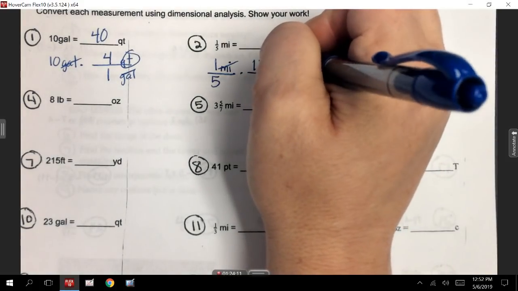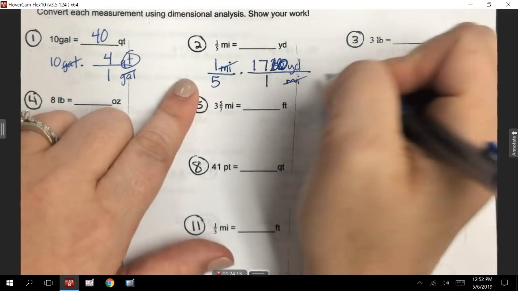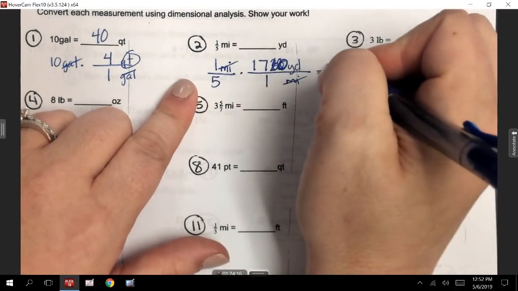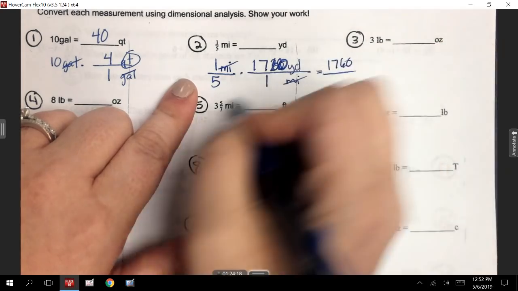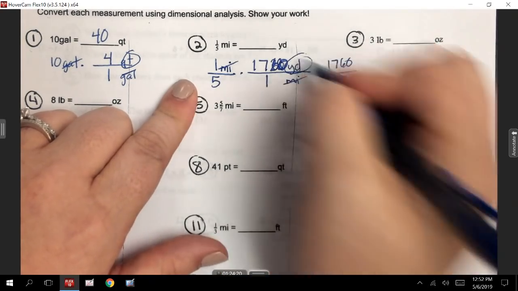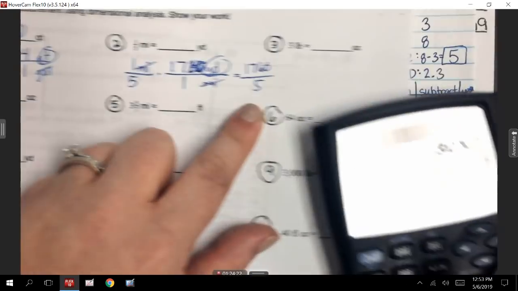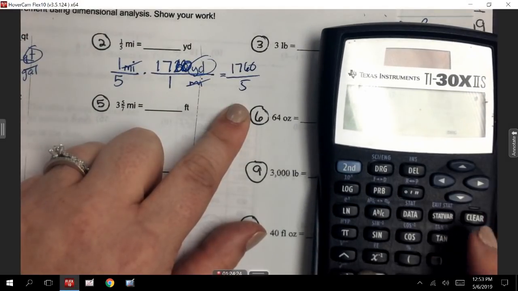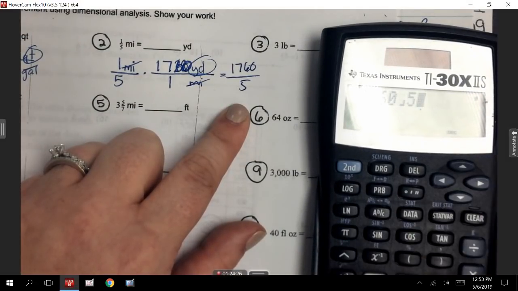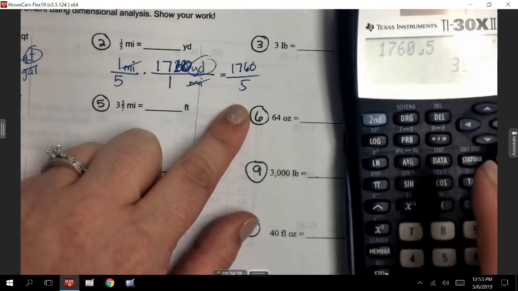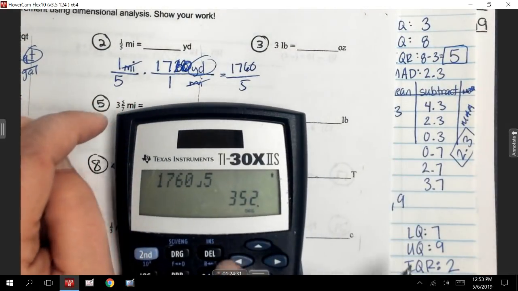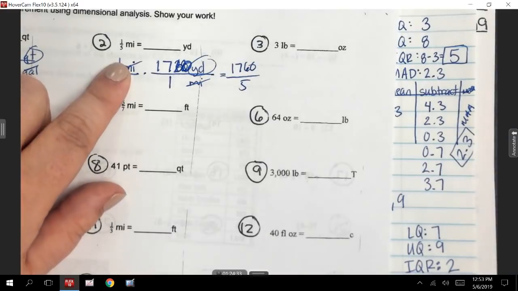I don't know why it's 28. I just made up a number there. All right, so now when I multiply, 1 times 1,760 is that number. 5 times 1 is 5. So now in my calculator, I can type that in as a fraction, 1760 fraction button 5, or you can use the division. When I type that in, you can see I get 352 as my answer.